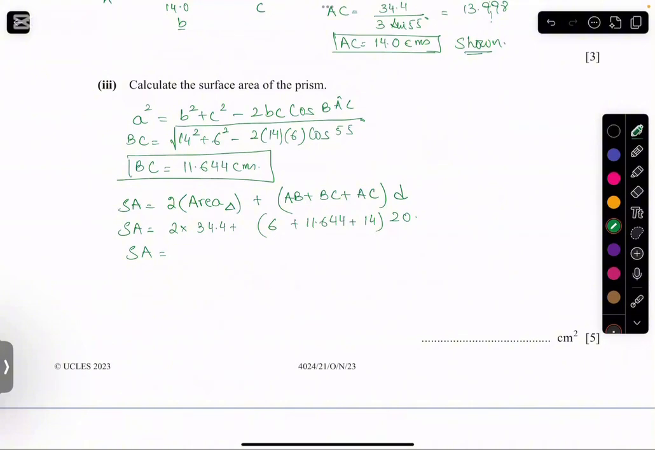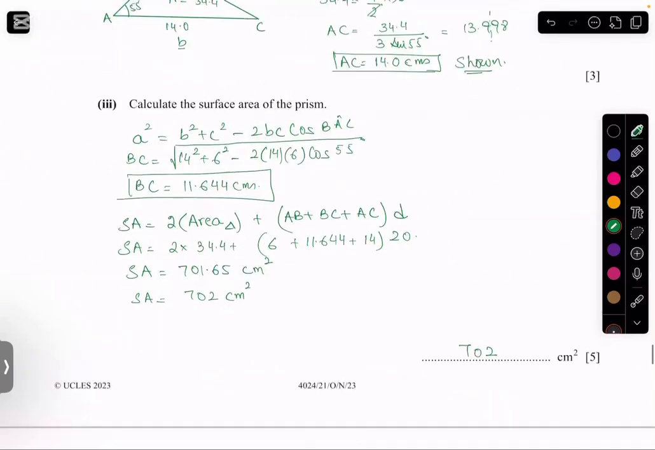This is the easiest method that you can do to get the surface area of the rectangular faces, or the lateral faces, of the prism. So your surface area comes out to be 701.65. Again, it's the surface area, so do not forget to write the unit. Or you can say that the surface area to three significant figures is 702 centimeters squared. So your answer is 702 centimeters squared. So this is the surface area of the prism.